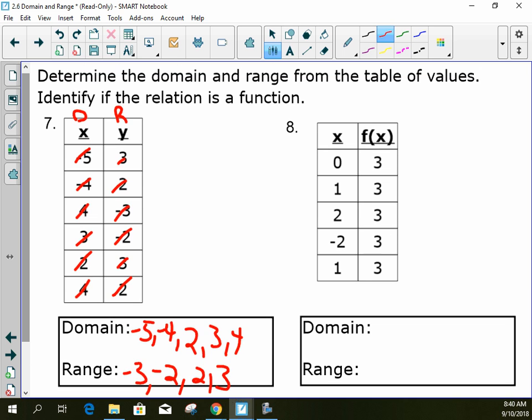What does f of x stand for? F of x is the same as, because I asked you. Yes, y.